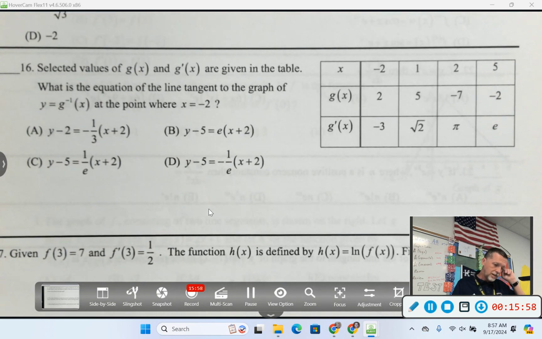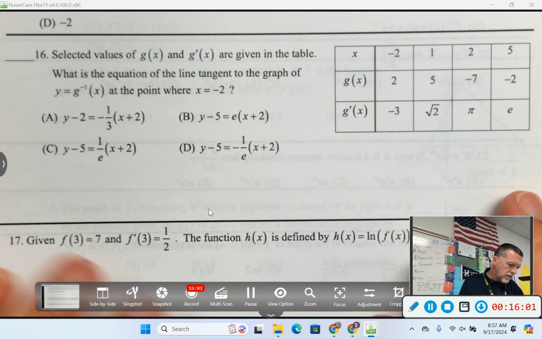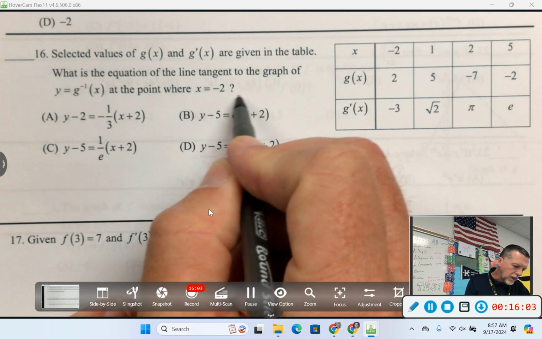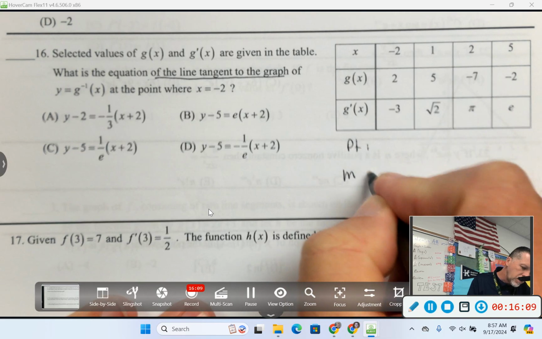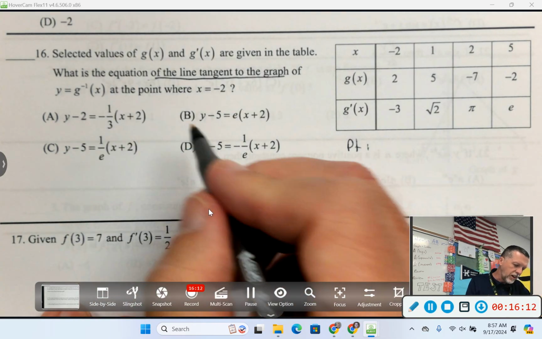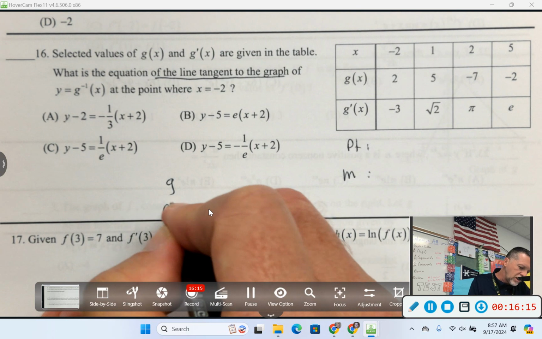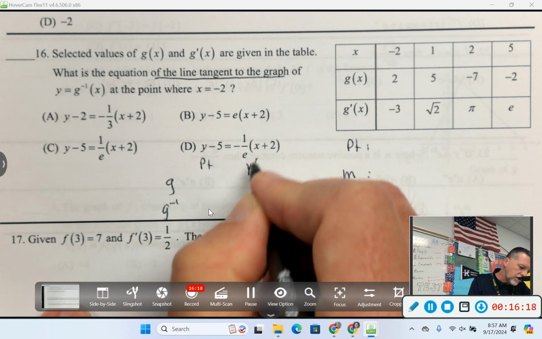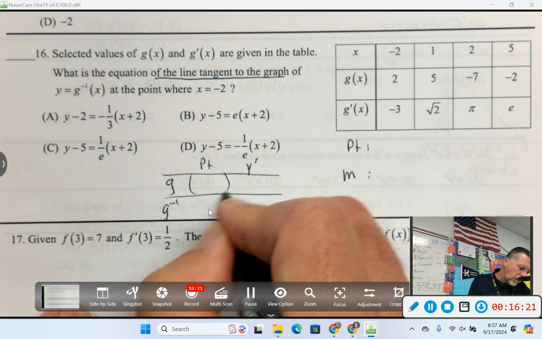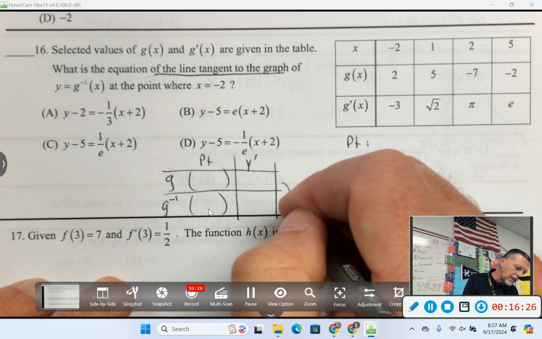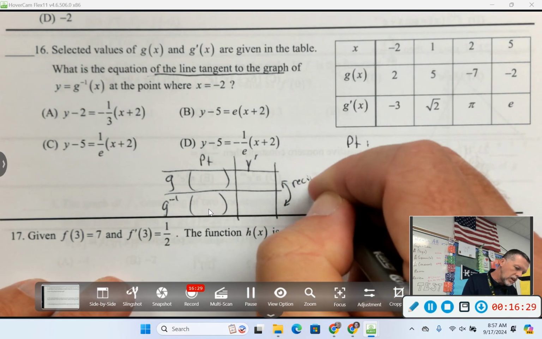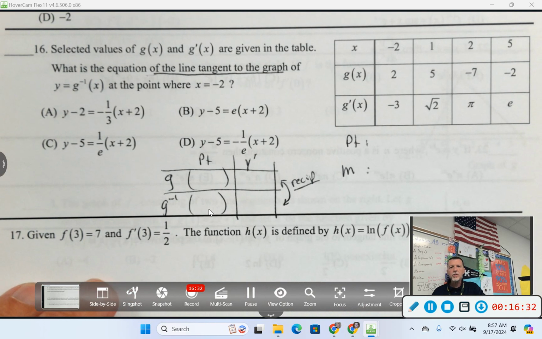16. Table problem. Selected values, and so on. Equation of line tangent to the graph, so I need a point and a slope for G inverse. Okay, so this is an inverse problem. So G inverse, point, slope. Again, it takes a little bit of time to set up the problem, but well worth it in the end. And at the end, we'll get a reciprocal. Sort of the whole point of that inverse lesson is reciprocals.